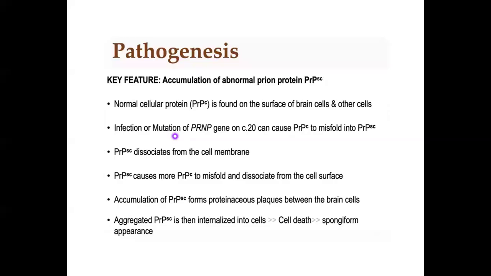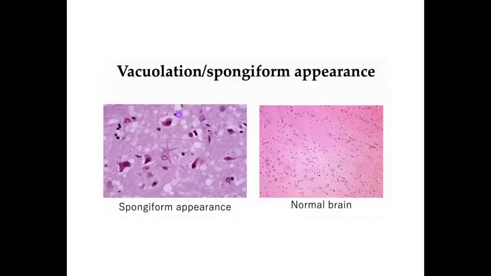And when cell death occurs, there's formation of cysts in the brain. This is what we call the spongiform appearance on the brain, and this is what causes spongiform or vacuolation encephalopathy.